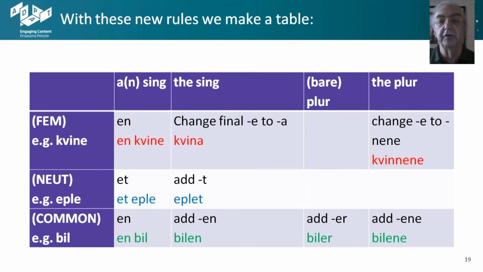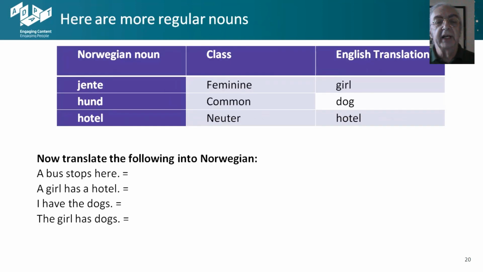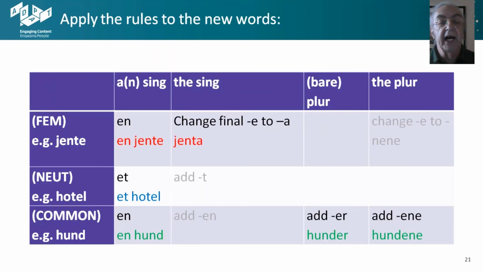So those rules are going to be very useful for the next section, which is where we're given 3 new words: jente, which is feminine, hund, which is common, and hotell, which is neuter. And we have to translate 4 new sentences into Norwegian. And what you'll notice is that 3 of the sentences involve these new words, and in the case of a bus stops here, that's a form of the word bus that we haven't seen yet. So all we have to do now is to apply the rules to the new words. So for example, jente, which is feminine, for the girl, we change the final E to an A to give us jenta. Now on this table I've greyed out the rules that we actually don't need for this particular problem. So we just have jente, hotell, and hund, hunder, and hundene.